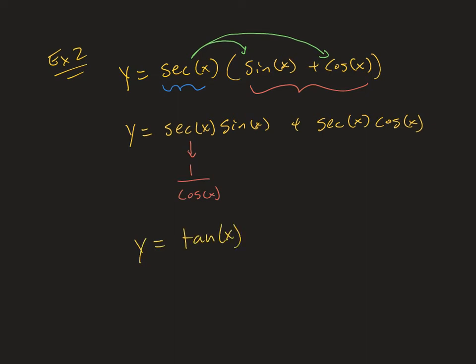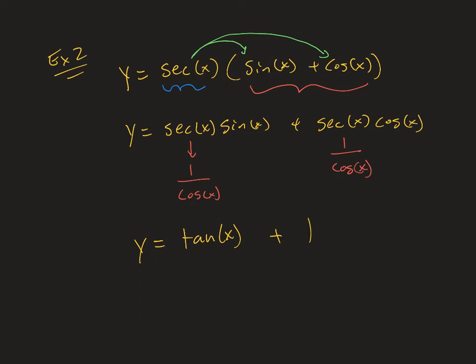And again, since this secant of x is 1 over cosine of x, when I do 1 over cosine of x times cosine of x, I just get 1. And so this is really just tangent of x plus 1. I still haven't done the derivative. I've just transformed this expression into a simpler form by multiplying everything out and using my trig identities.